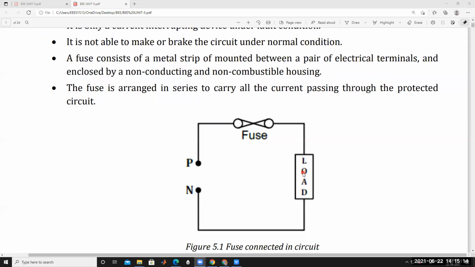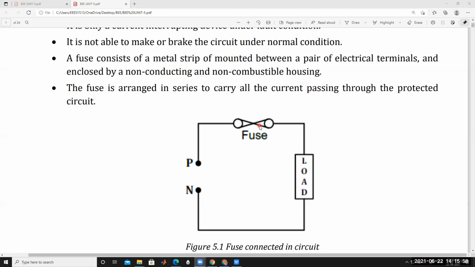If any short circuit or fault occurs in your home appliances, whether TV, fridge, or fan, a huge amount of current is drawn from the supply. That means the huge current passes through your fuse first. The fuse is connected in series with the phase only, not the neutral, between phase and load. The fuse is not connected in parallel to the load. The fuse is always connected in series with the load only.